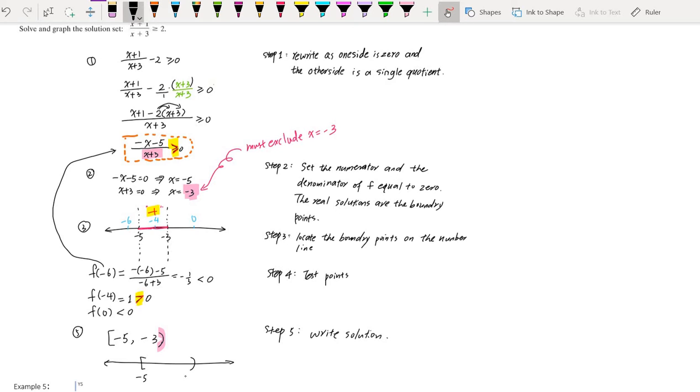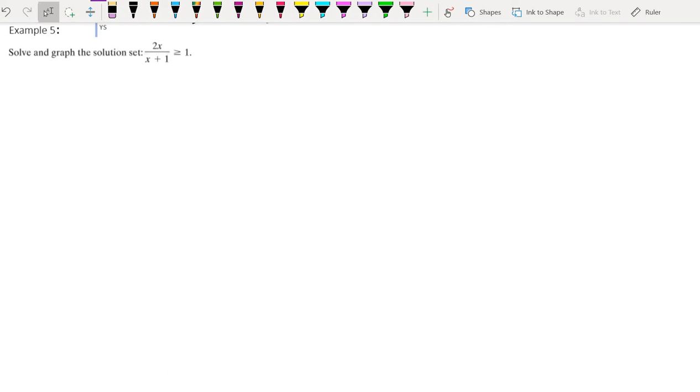So that is your solution on the number line. All right, guys? So example 5: solve and graph the solution set 2x over x plus 1 greater or equal than 1. Okay, let's go ahead and do this a little bit faster.